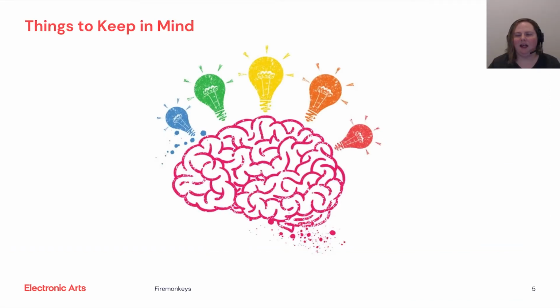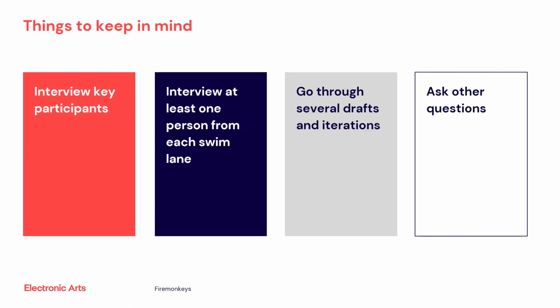Things to keep in mind as we work. First, you get the information required to draw a pipeline by interviewing key participants in the process. Start by setting up meetings with key people, usually in the general order of pipeline flow. You should interview at least one person from each swim lane in the general order that the work is done.